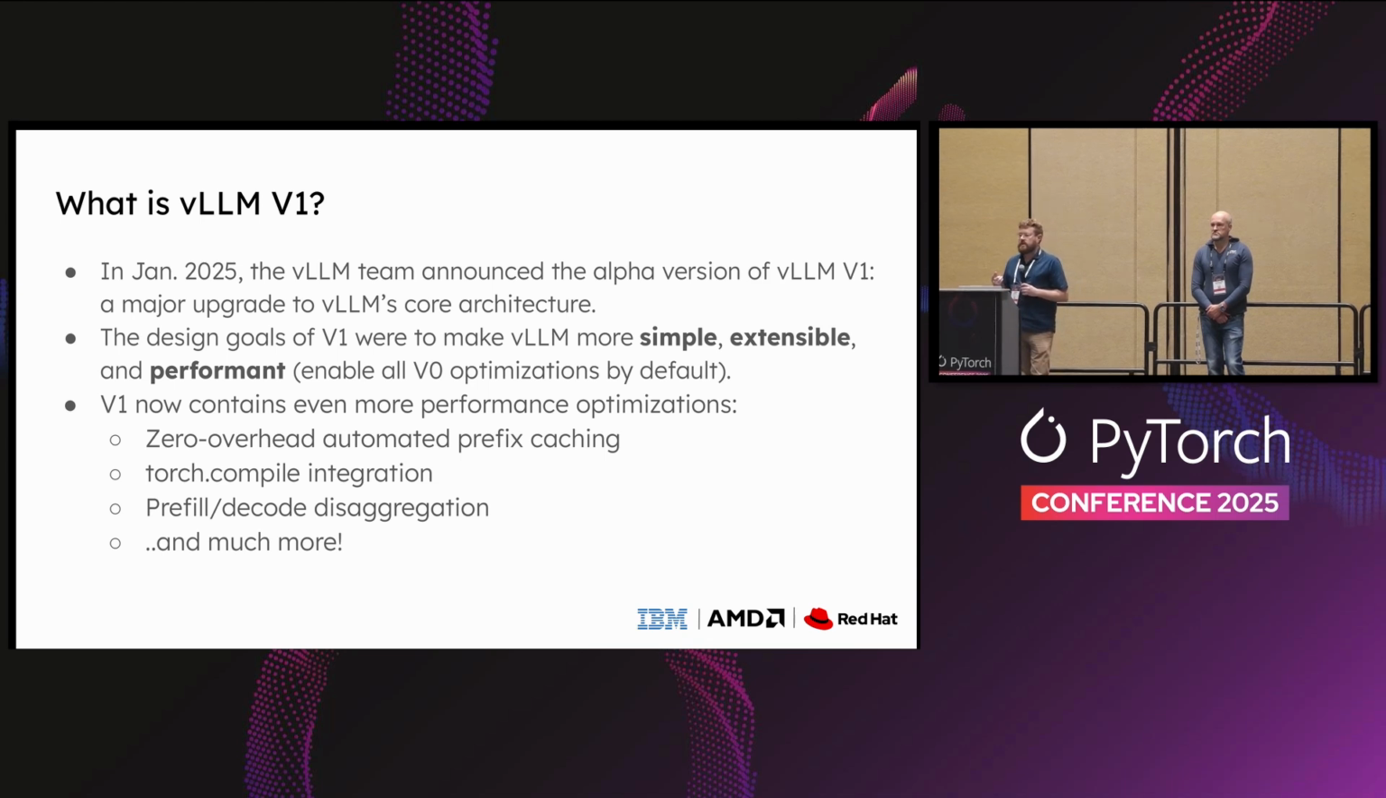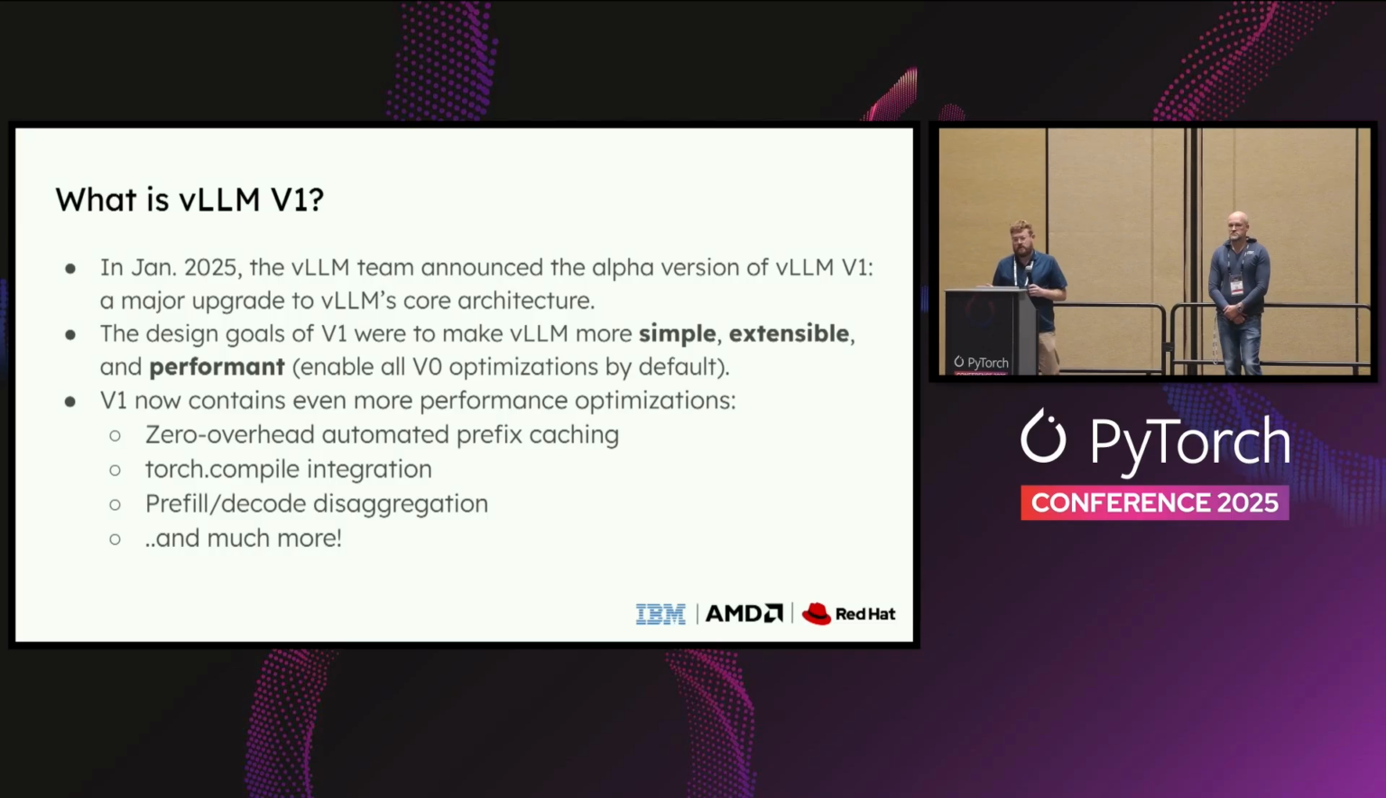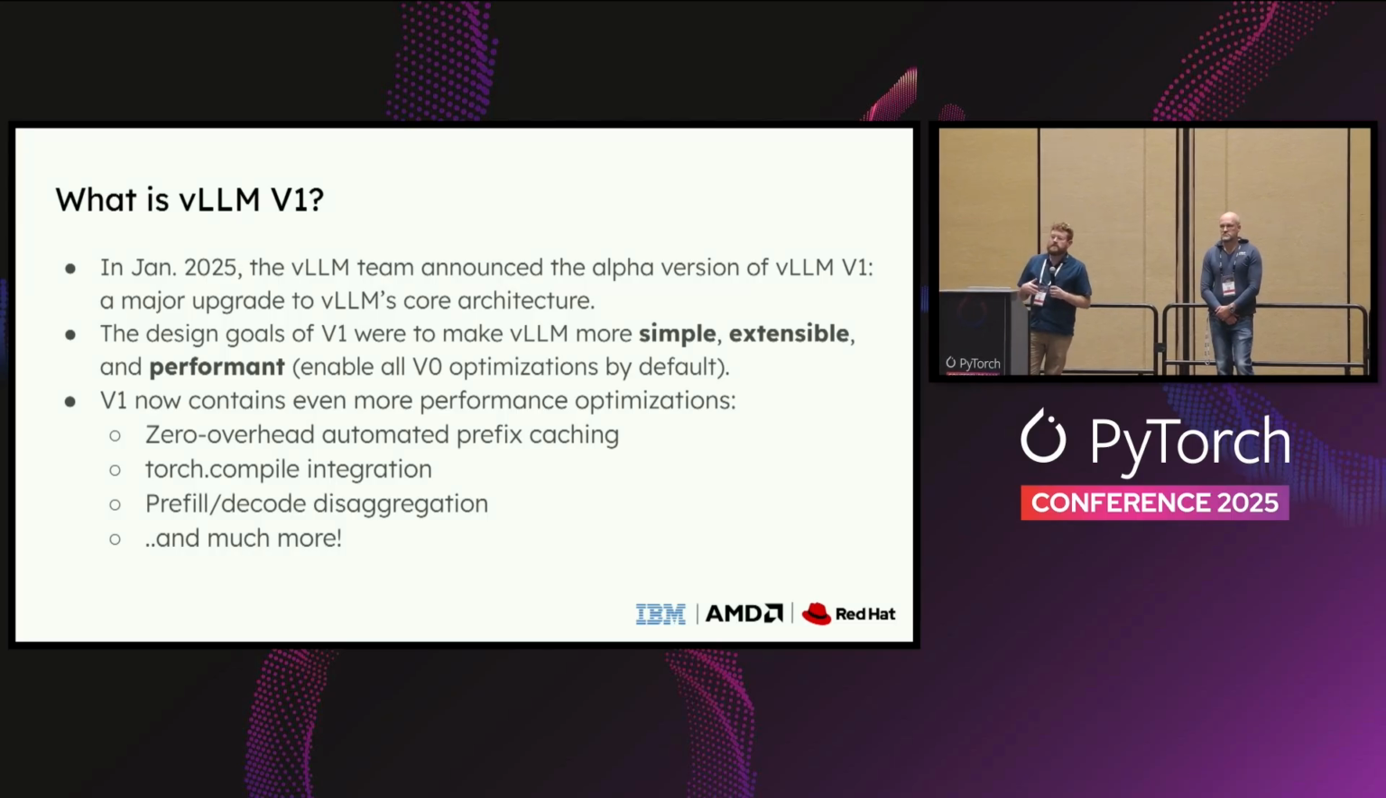One is to make the vLLM code much more simple, like v0 had become a bit of a mess. To make vLLM easier to extend and plug custom behavior in. And most importantly, to make vLLM more performant. So in v0, we had lots of different optimizations like chunked prefill, spec decode, and many more. But these optimizations didn't necessarily work together. In v1, we want to make these optimizations work together seamlessly and enable them by default.